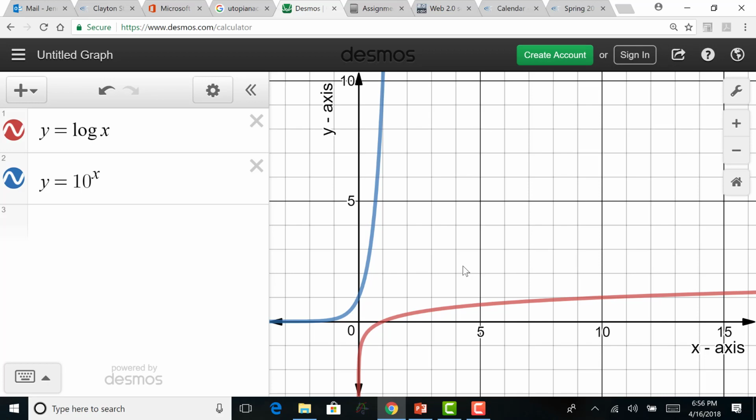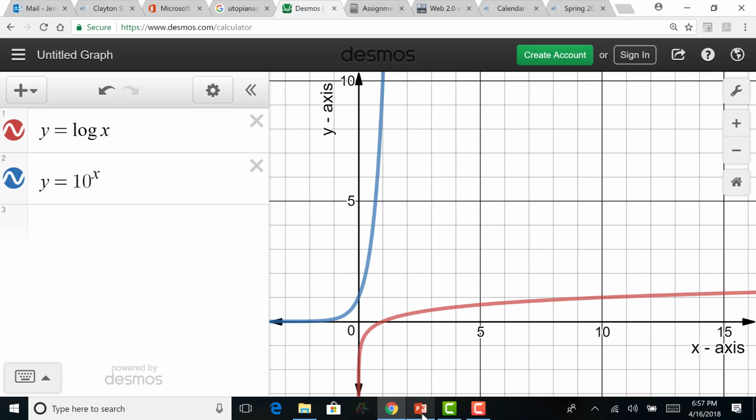Can you say it again, the difference? The exponential curve, which is the blue curve, will always cross the y-axis, but it can never touch the x-axis. The exponential curve can never touch the x-axis. The log curve crosses the x-axis, but can never touch the y. Even if it looks like it is, it isn't.